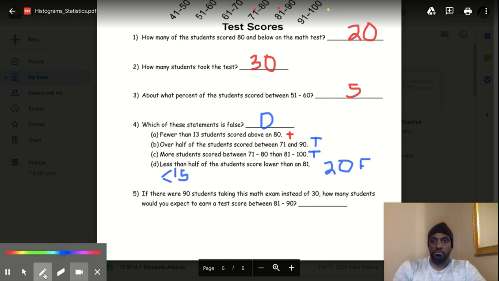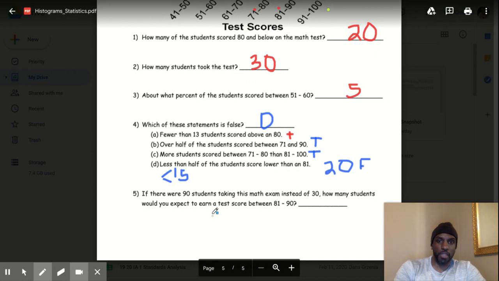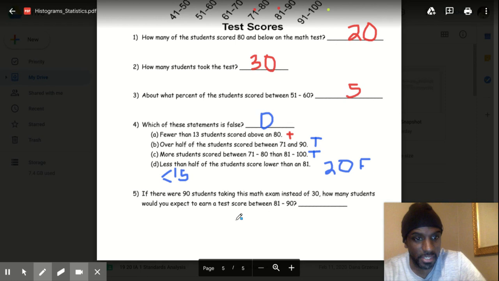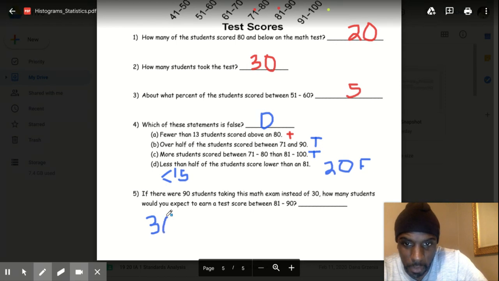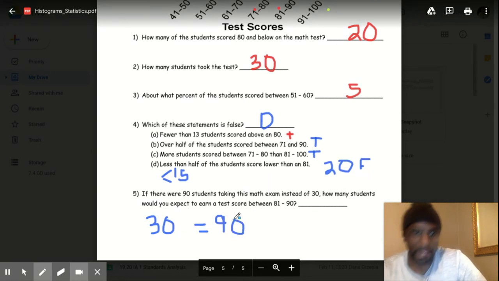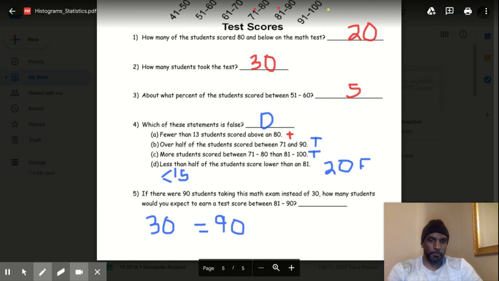Now, if there were 90 students taking this exam instead of 30, how many students would you expect to earn a test score between 81 and 90? Let's think about that. This histogram represents 30 students, okay? So how can I extrapolate 30 to 90? Well, what can I do to 30 to get 90? I want somebody to answer that for me. And now, if you said I can multiply it by 3, then you are correct. You multiply it by 3.